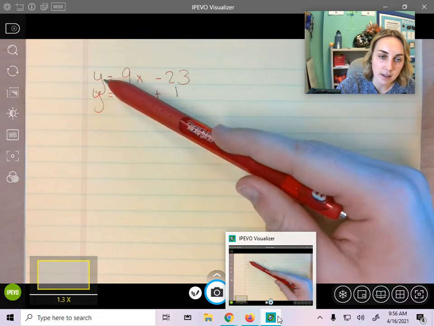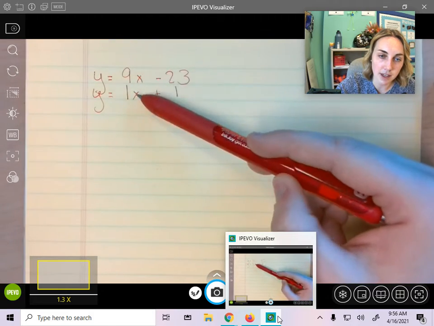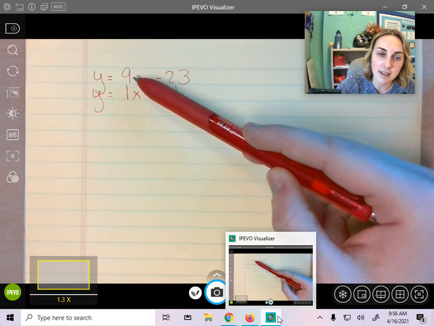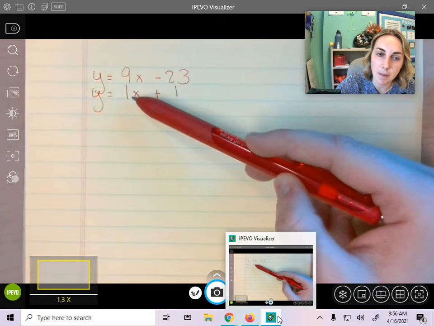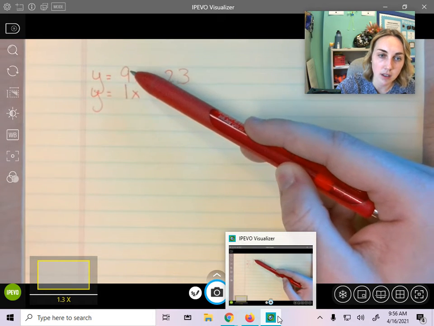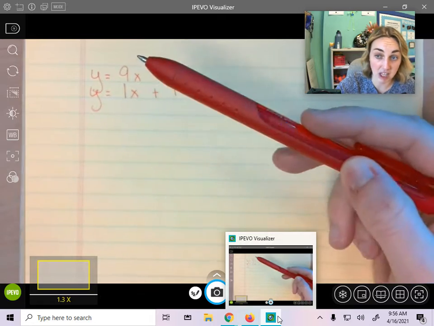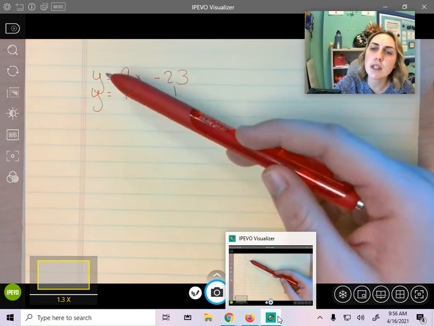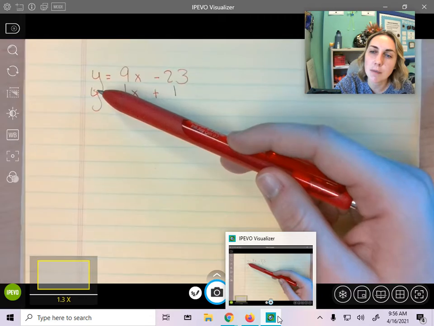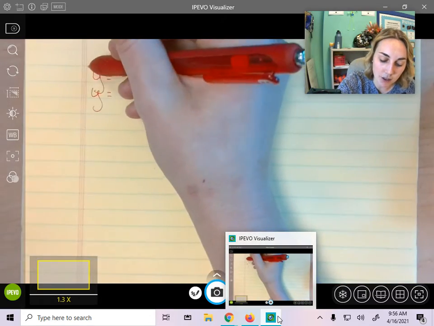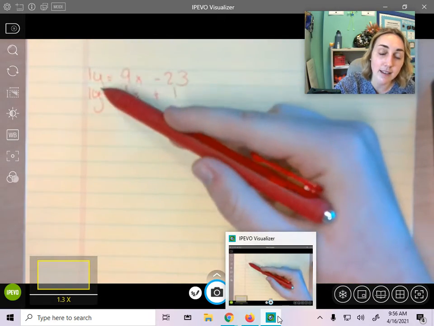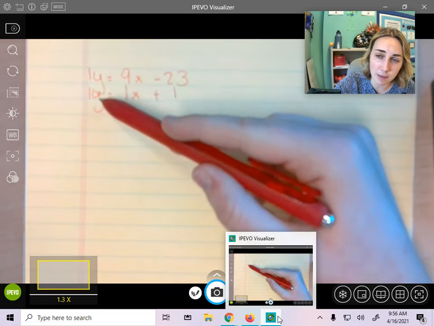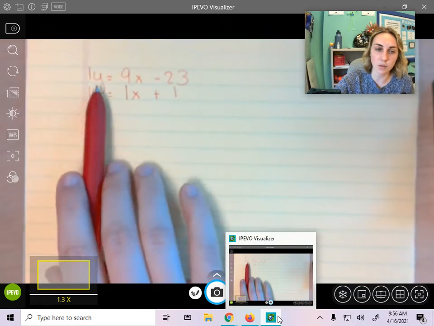As you can see, for the y values and our x values, you want to locate which one has the same coefficient. If we're looking at our x values, our 9 and our 1 is not the same number. But if we look at our y values, they're both by themselves. So what that means is there's a 1 in front of both of those y's. Therefore, this variable right here has the same coefficient. So this is the one we're going to get rid of.